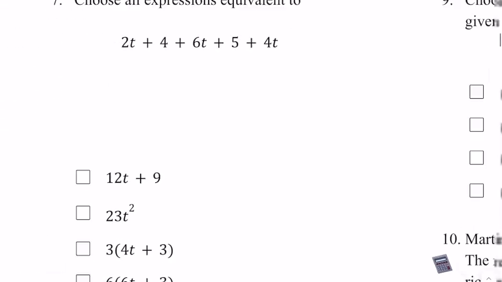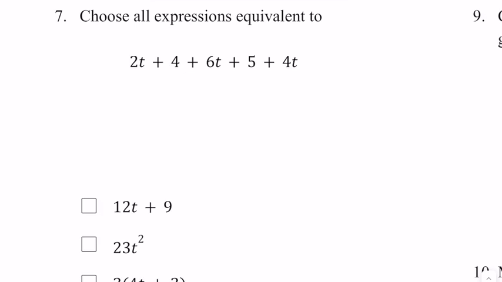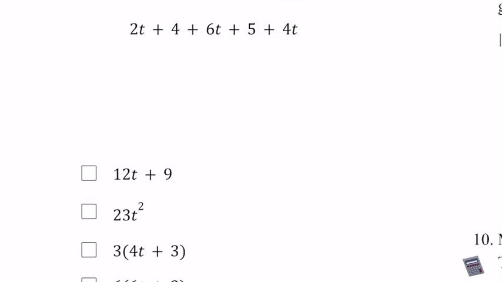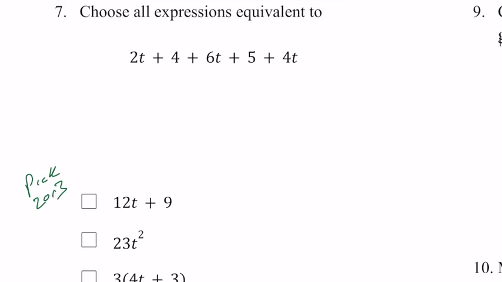Same idea right here. So let's see. Choose all expressions equivalent to this. And I got 4, so I'm going to pick 2 or 3. So let's see. Combine like terms. So that has a T, and that has a T. Then that's a unit. That's a unit. If you remember what I just said earlier, units are just numbers with no letters.